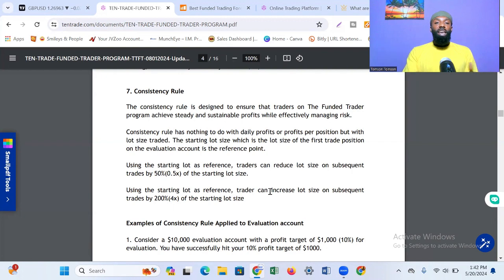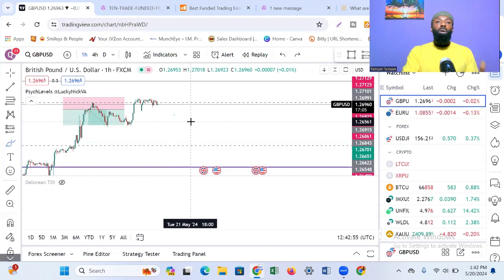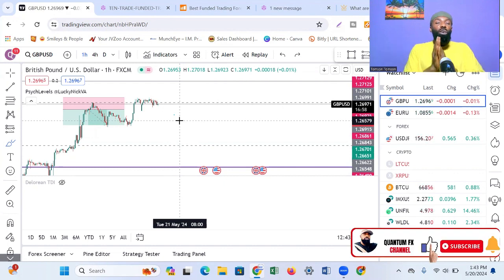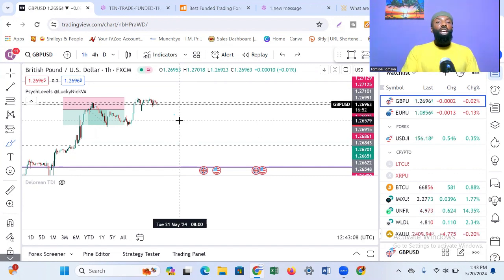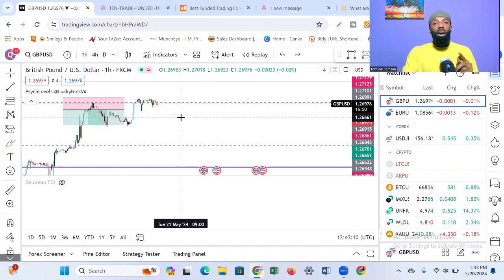So let me quickly explain how this thing actually works to you guys, okay? So let's assume you bought a 10K challenge account, okay? And you now decided to start taking your trade with, let's say the first trade you're going to be taking is one lot size. You're using one lot size on that account, okay? If you use one lot size on that account, the rule states that you cannot go below 50% of your starting lot size. Now, 50% in this case of one lot size is what? 0.5. Okay, it's going to be 0.5, right?